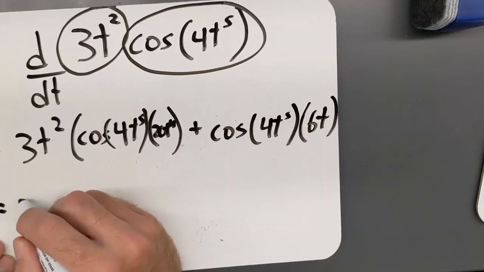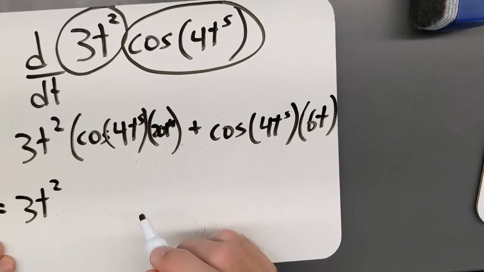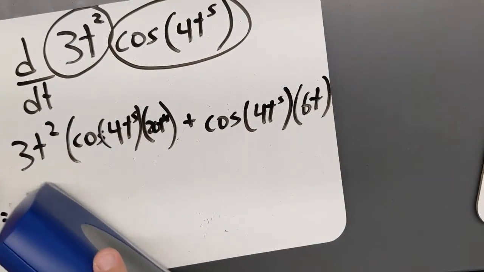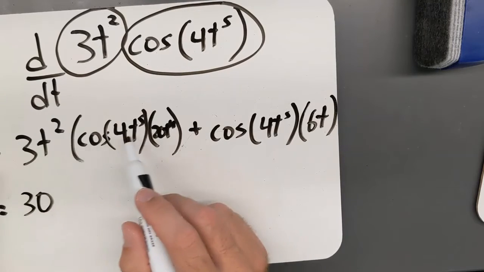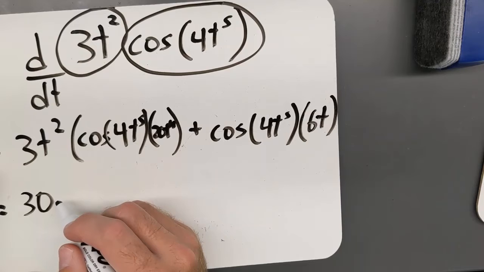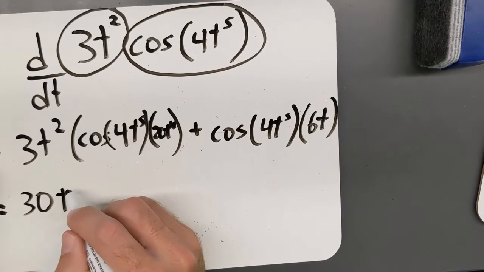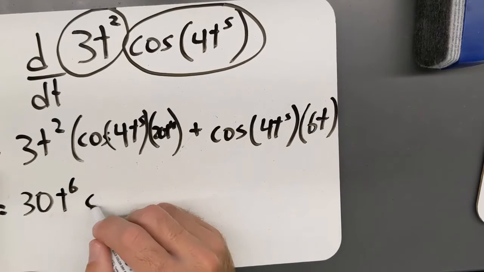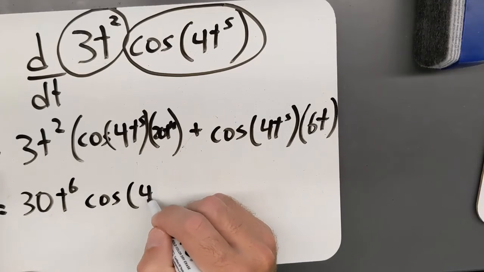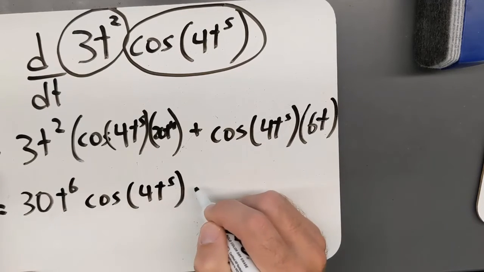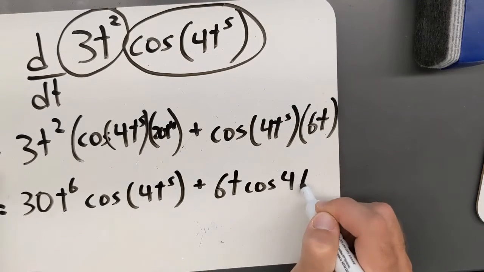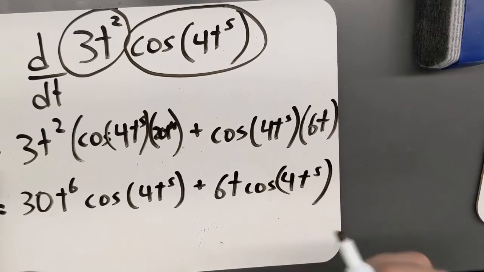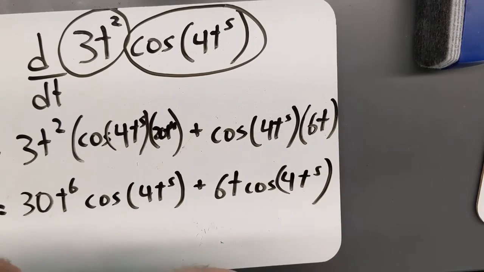So to put this all together, 3t squared, actually I forgot about this one over here. So 3 times 20 is 60, times t squared times t to the fourth, which is t to the sixth. I might have screwed that up in another video, but whatever. Cosine of 4t to the fifth plus 6t cosine 4t to the fifth. First times the derivative of the second plus the second times the derivative of the first. And that's how we deal with trig.